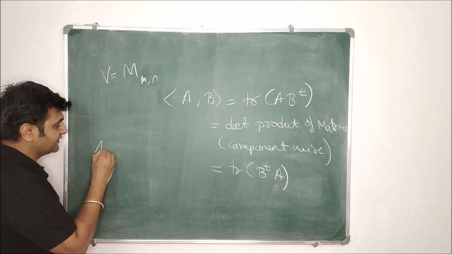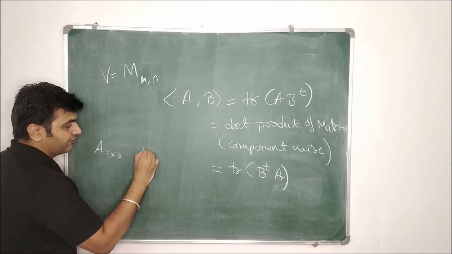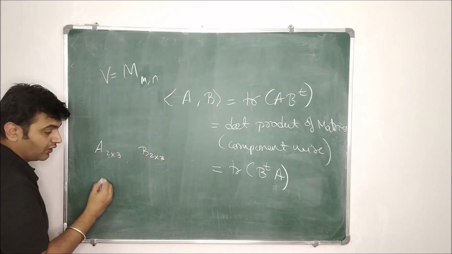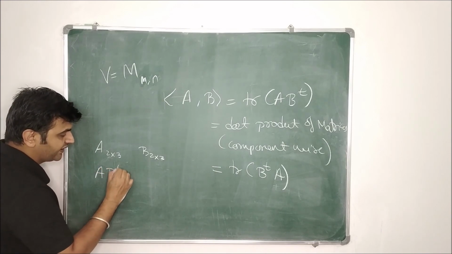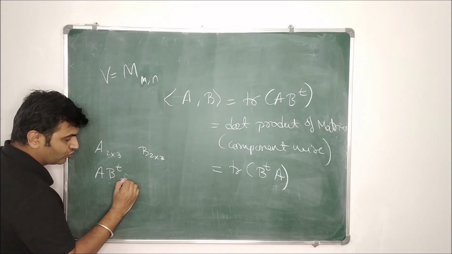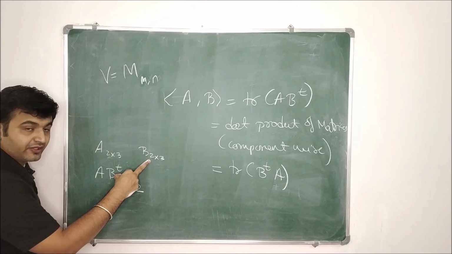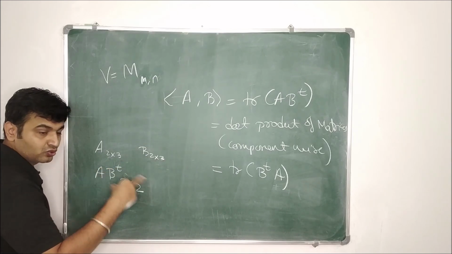See, suppose your A is 2 by 3 and B is also 2 by 3. So what will be the order of A into B transpose? It will be a 2 cross 2 matrix, because B transpose is 3 by 2. So 2 cross 3 into 3 cross 2 is 2 cross 2.